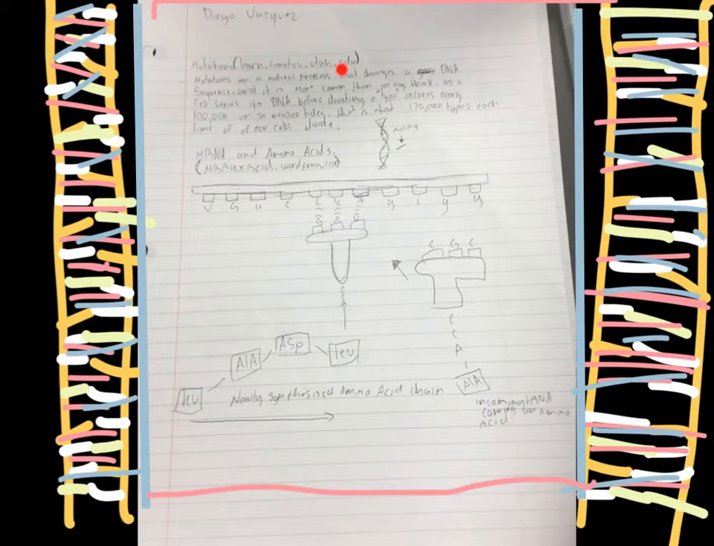This is about mutations. Mutations came from this website that I got. Mutations are a natural process that changes a gene and a DNA sequence, and it is more common than you think. This is the amino acids and mRNA.